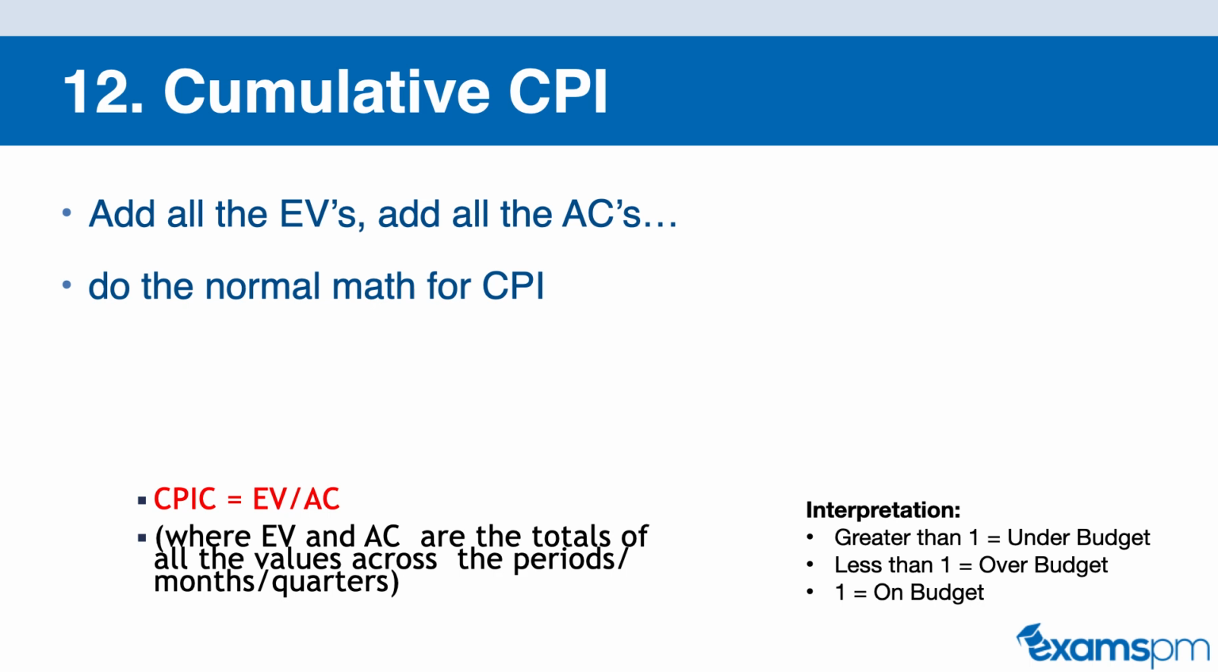If it's greater than 1, then we are under budget. If it is less than 1, then we're over budget, so it's bad. If we're right on 1, then we're on budget. So we want our indexes, whether they're CPI or SPI, to be greater than 1.